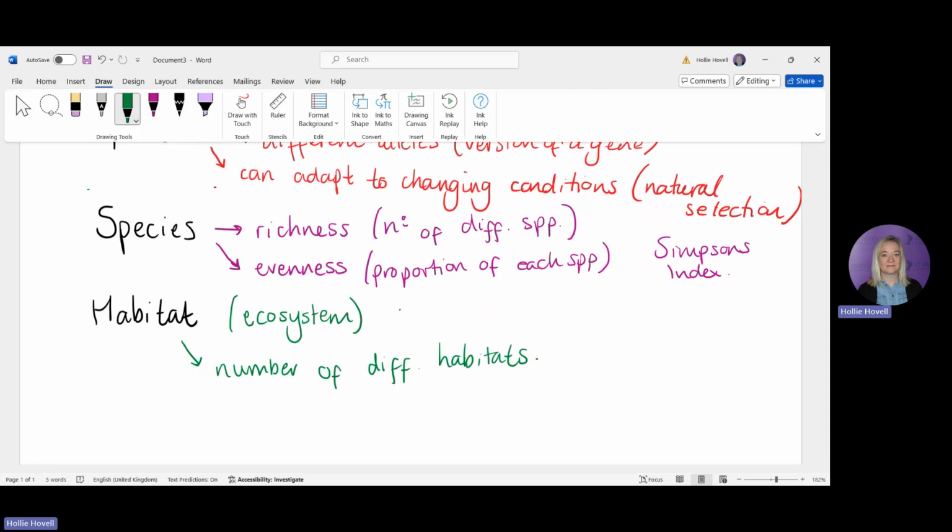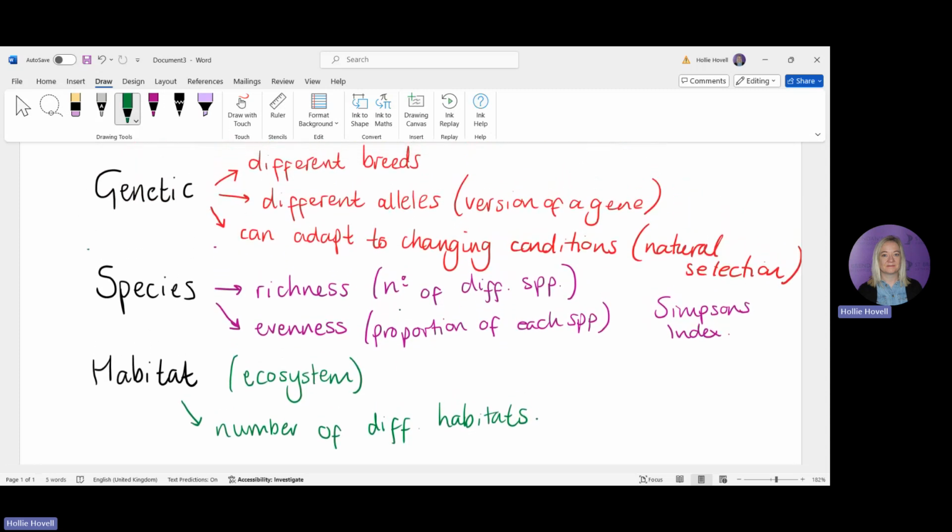Now, remember that these three levels of biodiversity are dependent on one another. So if we had an increase in one level of biodiversity, it will affect the other levels of biodiversity as well, because if you imagine we've got more habitats, then obviously we've got more places that different species could live.